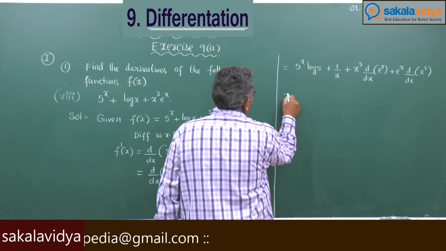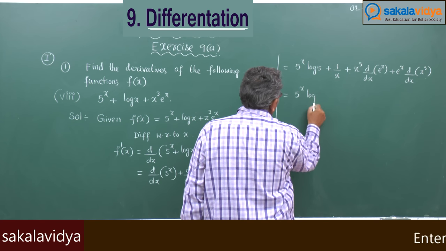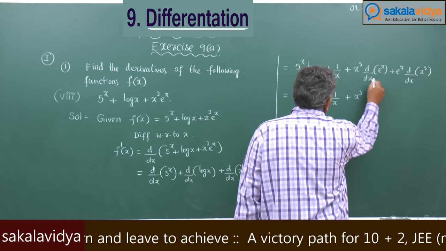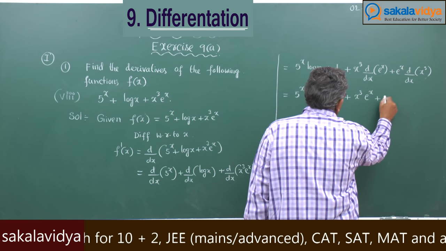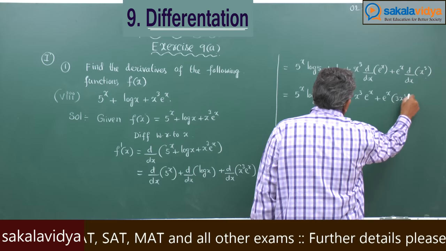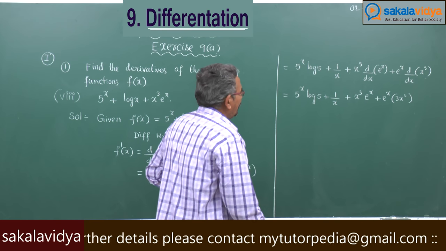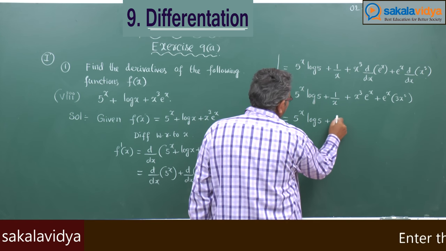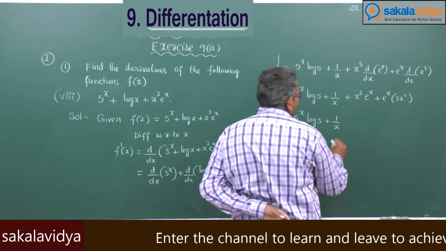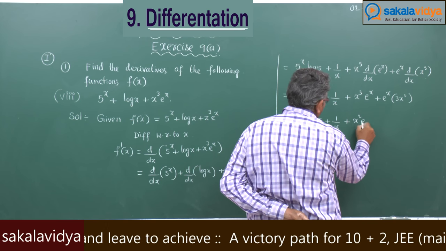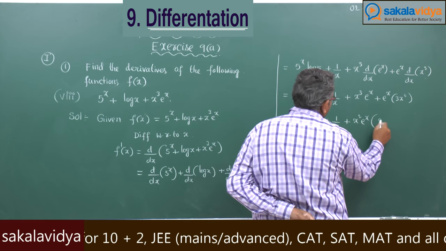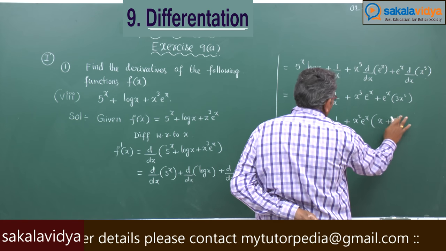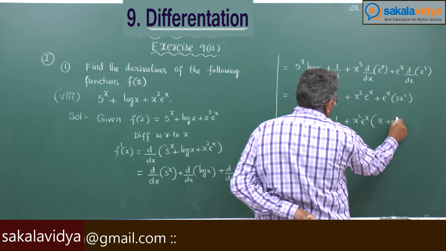Now, 5 power x log 5 plus 1 by x plus x cube into e power x, whose differentiation is e power x, plus e power x into the differentiation of x cube, which is 3x square. Now, 5 power x log 5 plus 1 by x, here you can take x square e power x common. If you take x square e power x common, we have x plus 3, x square e power x, x plus 3.